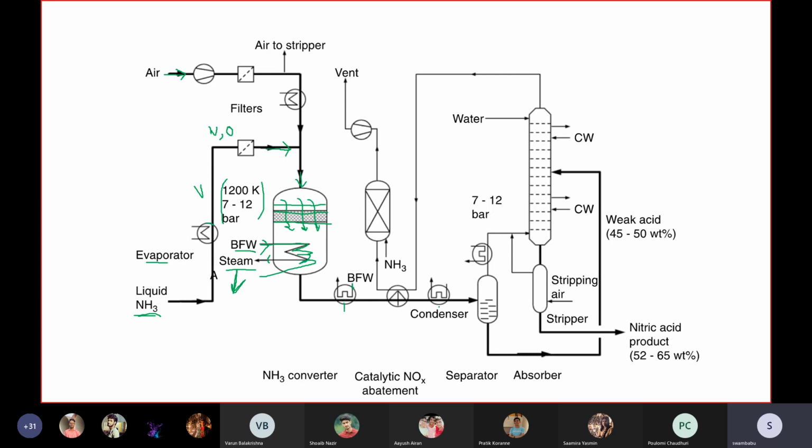followed by a condenser, so that you will have the nitric oxide at a very low temperature.